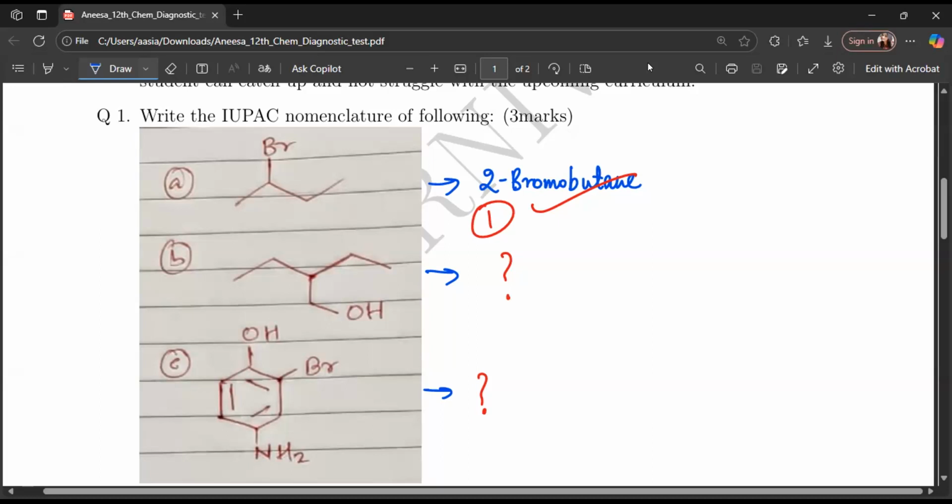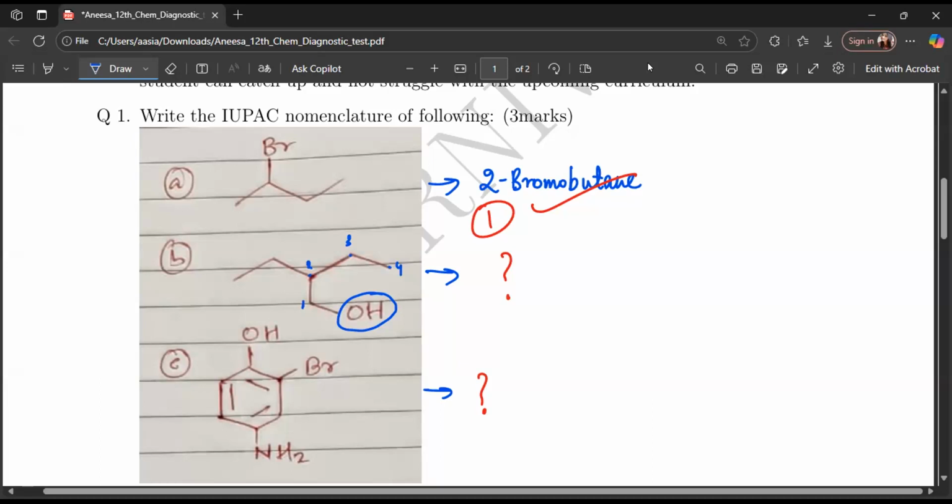The parent chain should also consist of the functional group, you can see here. To name this functional group, you have to give it the least number. So you can start numbering the carbon from here: one, this is the second carbon, this is the third carbon, and this is the fourth carbon. Similarly, you can do it like this: one, two, three, four.